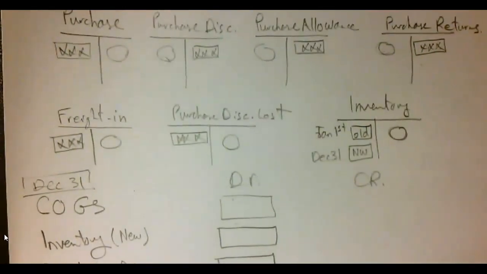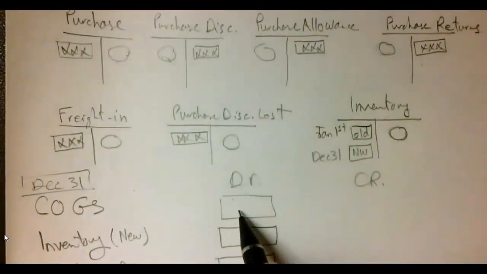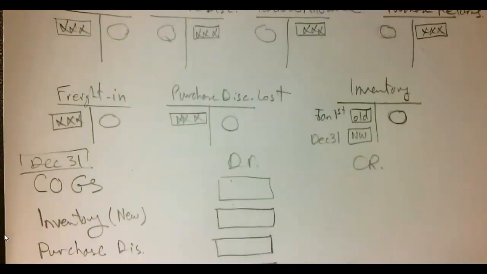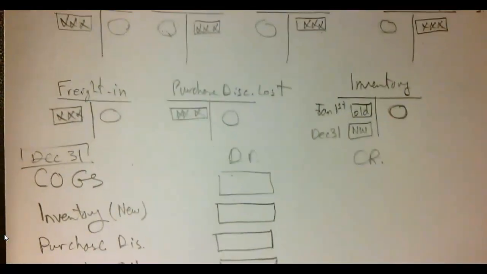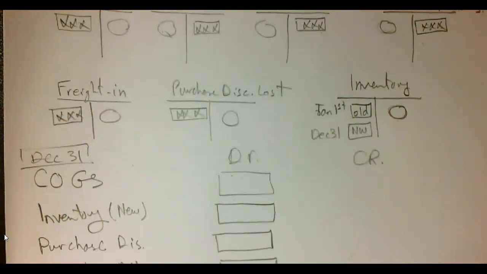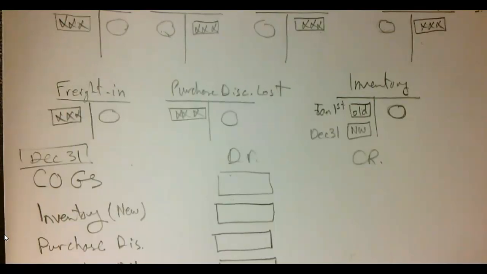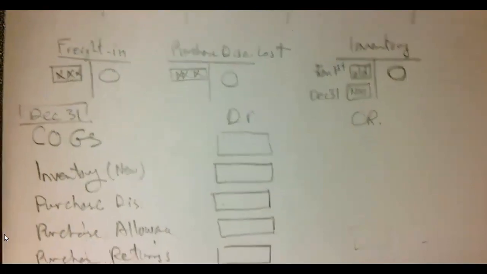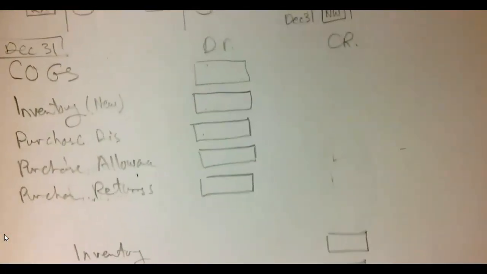So what did we do? We leave the cost of goods sold for now blank. We know what the new inventory is. How do you know what is the new inventory? You count your inventory on December 31st. You have to close your inventory room, go inside and count it physically. You count it, and that's what your new inventory is supposed to be, and that's the amount you debit. Okay, and purchase discount will be debited to close, allowance will be debited to close, purchase returns will be debited to close.